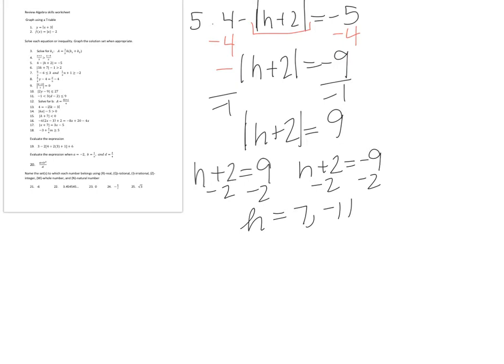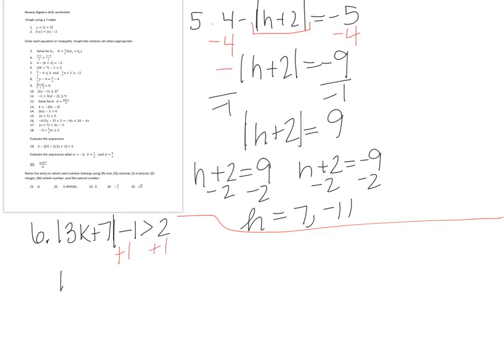The inequalities do. So number 6 is the absolute value of 3k plus 7, minus 1, is greater than 2. And I'm just going to draw a little line there to help divide our work up. Again, isolate my variable, so add 1 to both sides. I get the absolute value of 3k plus 7 is greater than 3.